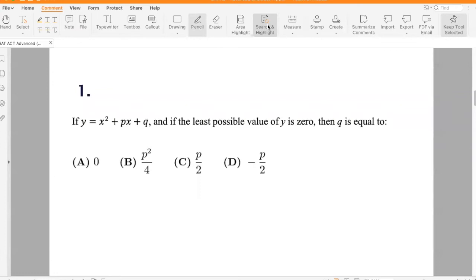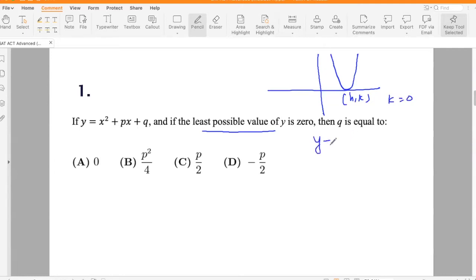Question 1. If y is equal to x squared plus px plus q, and if the least possible value of y is 0, then q is equal to what? So when we talk about the least possible value of y, we are basically looking at the vertex, because if this is my parabola, then I see that here the least possible value of y is 0, right? So if my vertex is h comma k, then k is going to be 0.